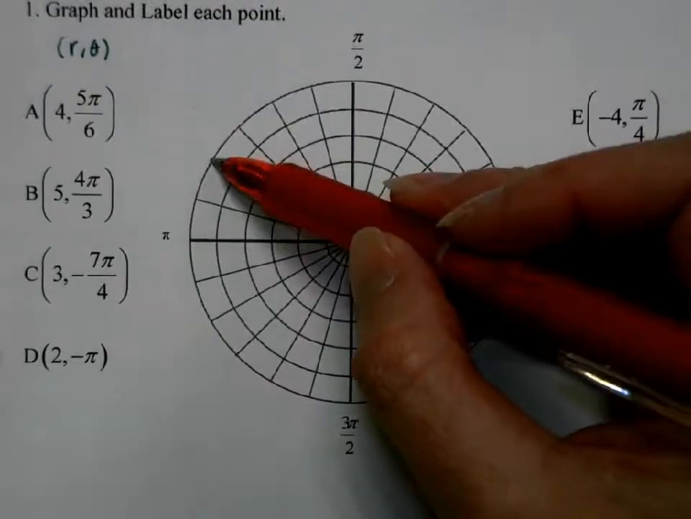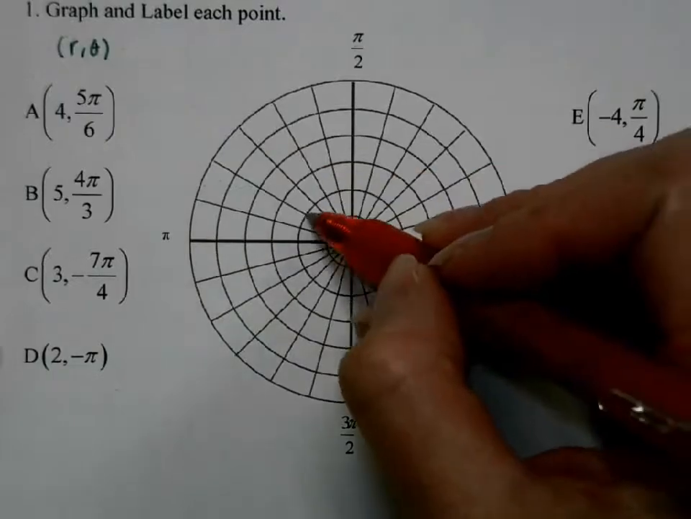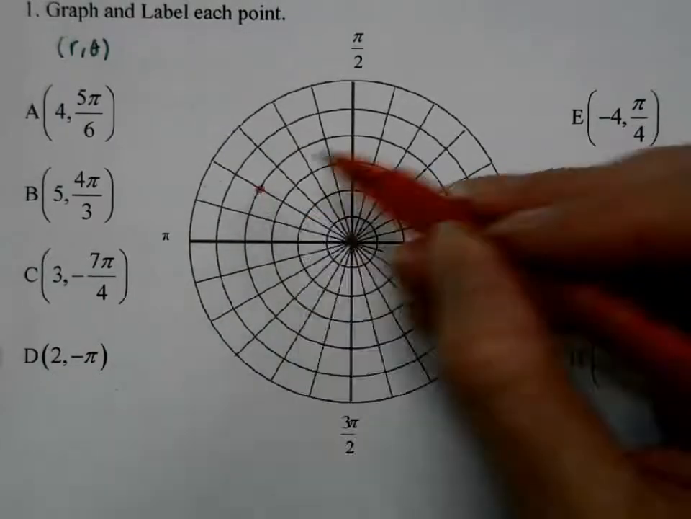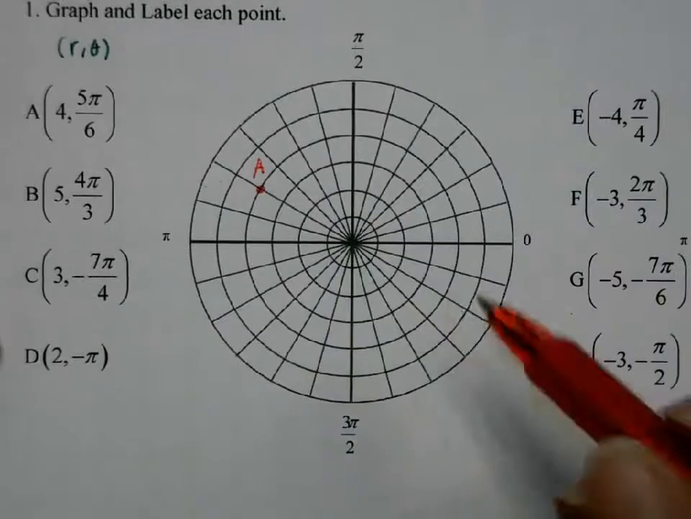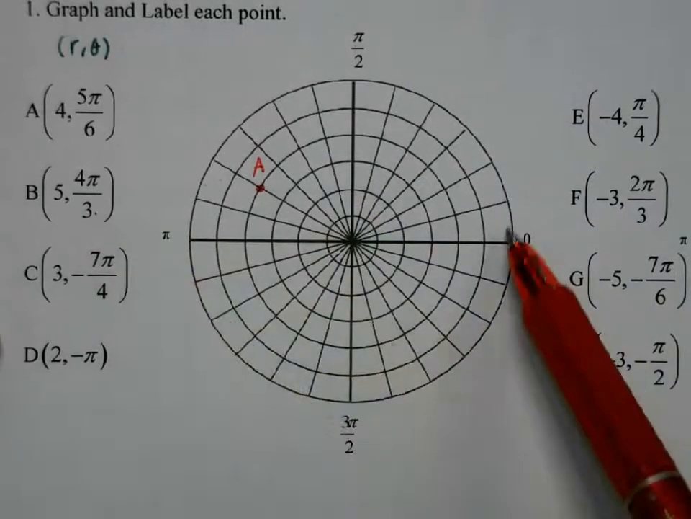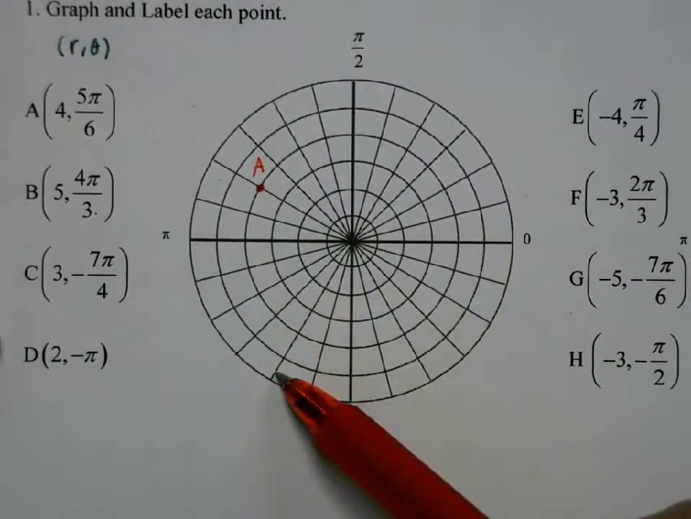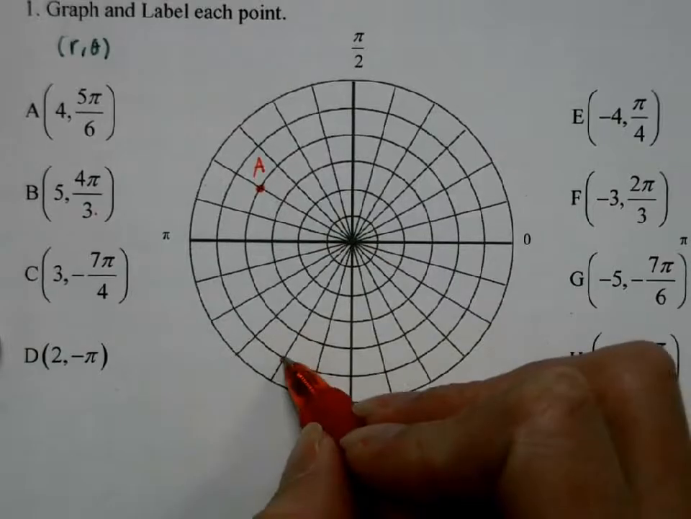So 5 pi over 6 is going to be here, and we're going out 1, 2, 3, 4 units. Okay. Next one, we're going to find 4 pi over 3, which is down here, and we're going to go out 5 units.